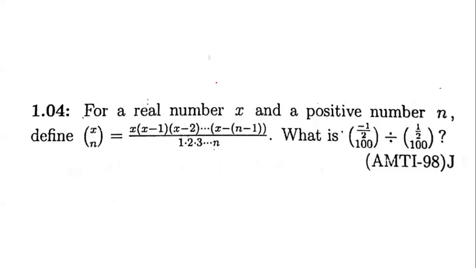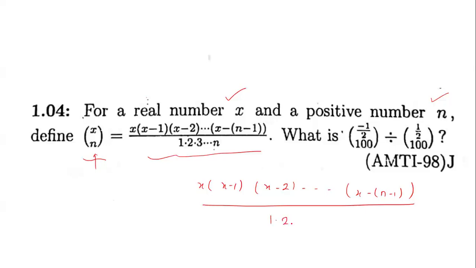So in this problem it is given that for a real number x and a positive integer n, we are defining the bracket symbol (x choose n) in this way: it is equal to x times (x minus 1), (x minus 2), up to (x minus n plus 1), divided by 1, 2, 3 up to n. So in this way we are defining this. The problem is asking what is the value of the bracket symbol with minus half and 100.